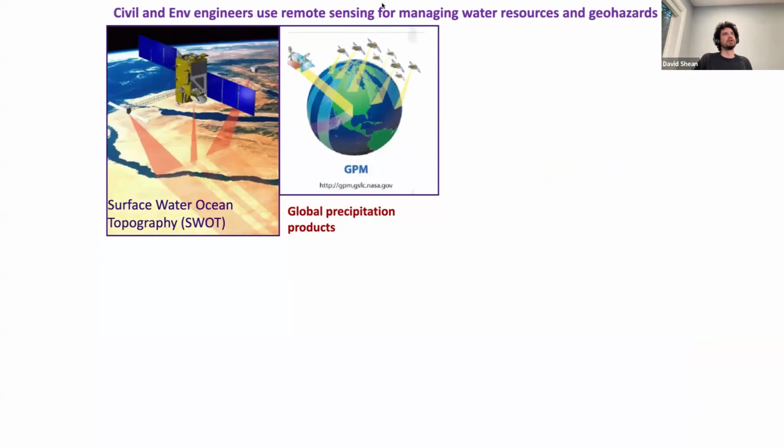We use remote sensing to manage water resources and geohazards. The SWOT mission, Faisal is on the science applications team there. This mission is able to precisely measure surface water all over the planet with millimeter scale precision. And it's changed the way we look at our freshwater lakes and river systems.